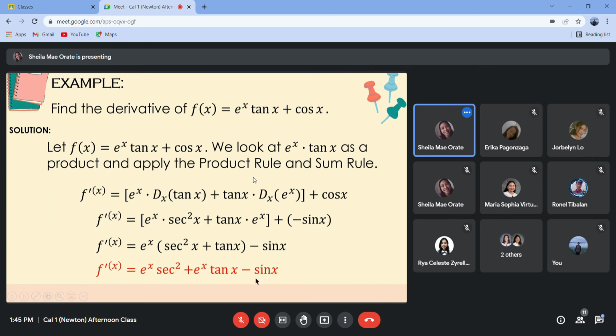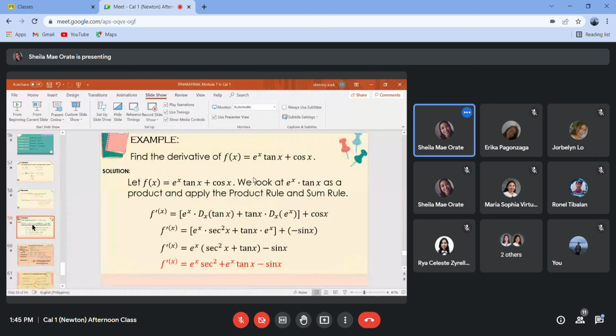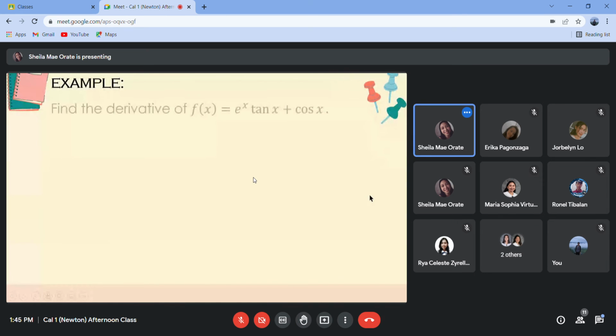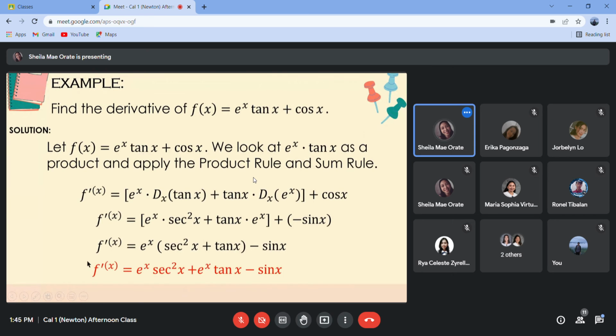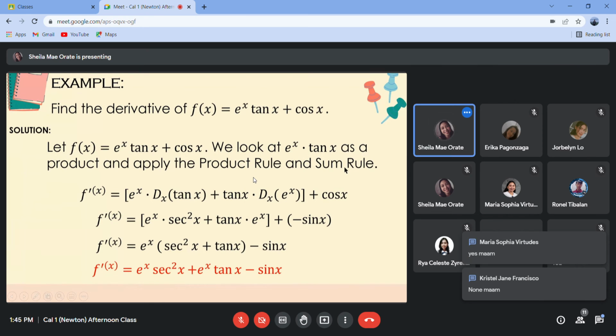Okay, let me edit it. So this is our final answer. Do you have any questions? You need to remember the theorems on trigonometric functions. Like the derivatives of sine and cosine, it is very important that you know them, so you don't get confused.